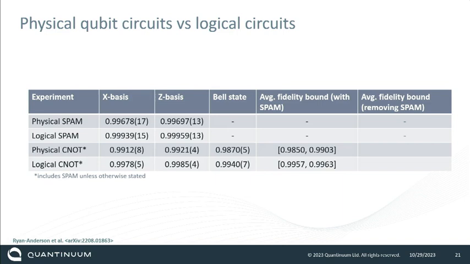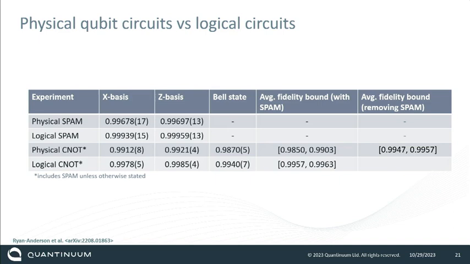This includes both the logical 2-qubit gate and logical SPAM. We can make arguments for the physical version of the experiment to subtract out the influence of SPAM, and that improves things. However, it's a little bit more complicated to make those same sort of arguments on the logical level, so we didn't bother doing that. Even in this case where we're kind of preferencing the physical qubit over the logical qubit, we still see that the fidelities are better on the logical level.